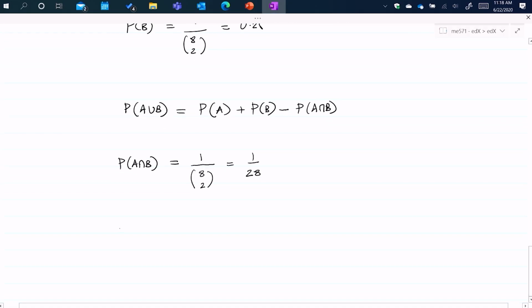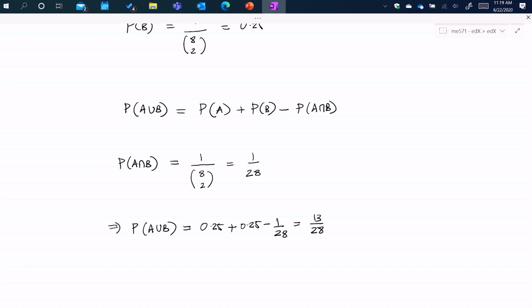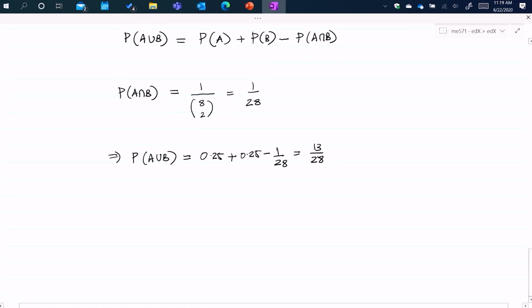So therefore, probability of A or B, king or queen of spades being picked, is 0.25 plus 0.25 minus 1 over 28, which turns out to be 13 over 28. That's the probability of picking king or queen of spades from 8 cards containing kings and queens. Okay, so last example.